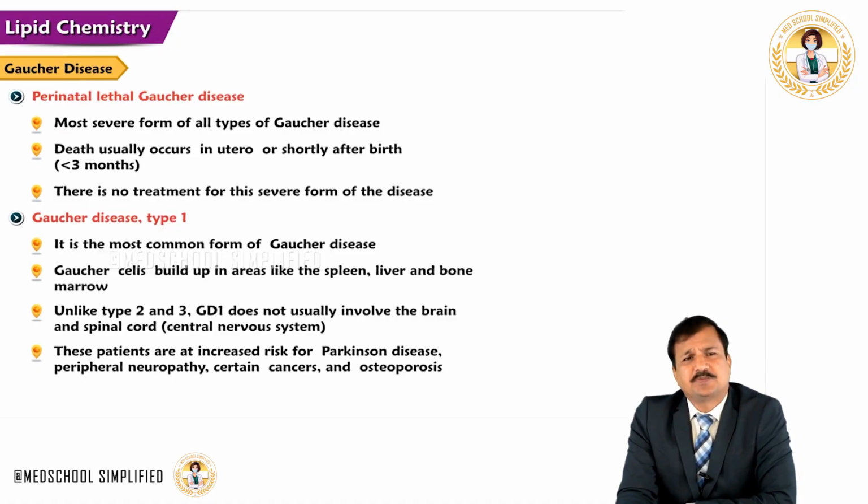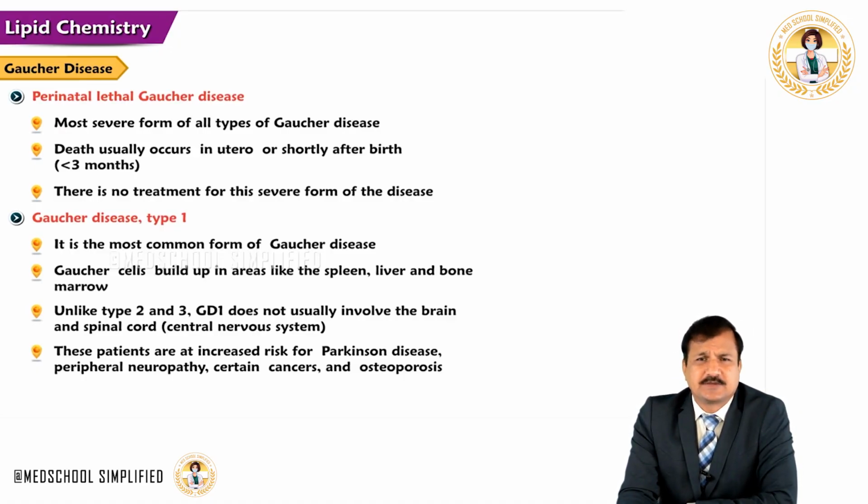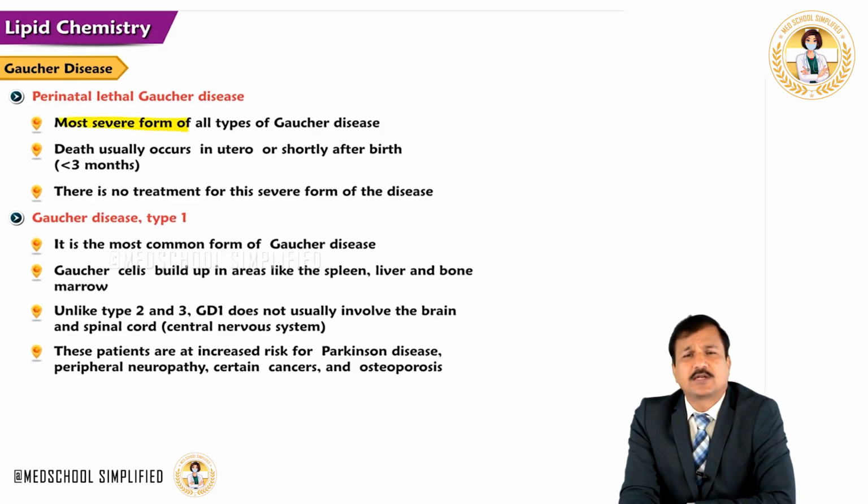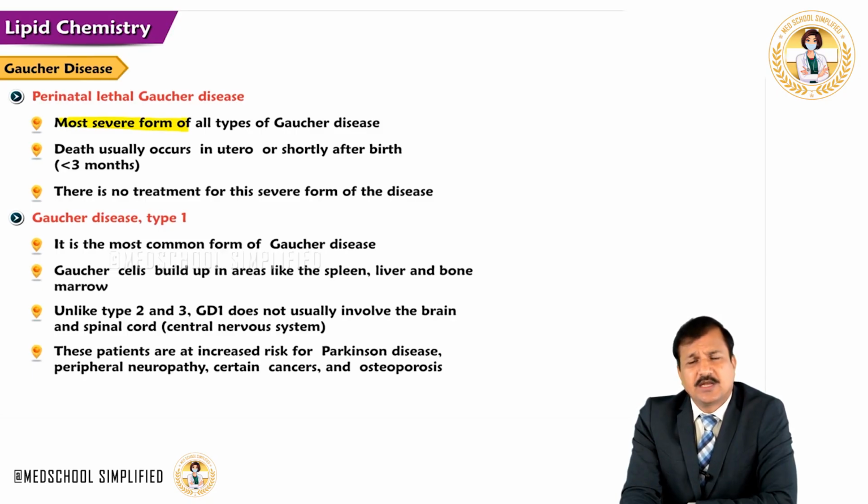Now, the first one is perinatal lethal Gaucher disease. As the name says, it is the most severe form of all types of Gaucher's disease. Death usually occurs in utero or shortly after birth, in less than 3 months. There is no treatment for this severe form of Gaucher's disease.